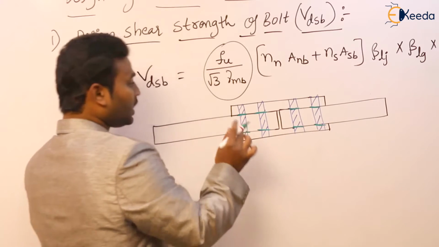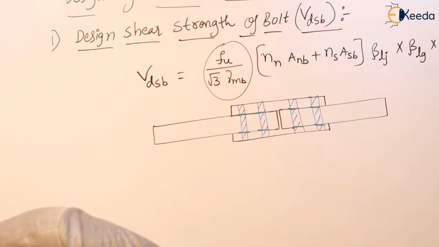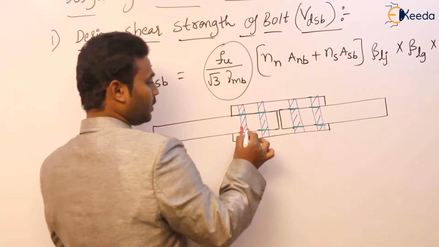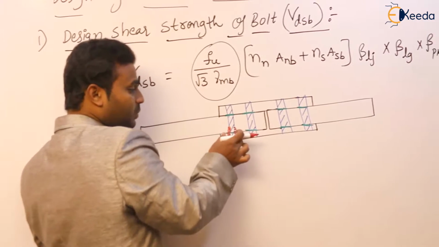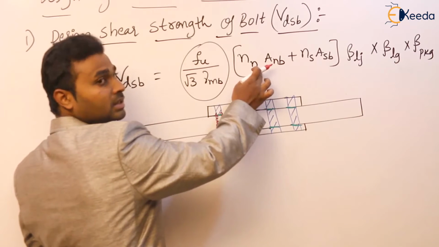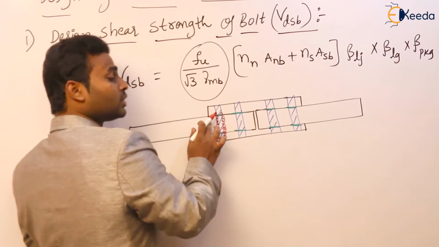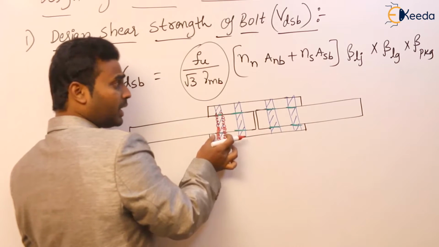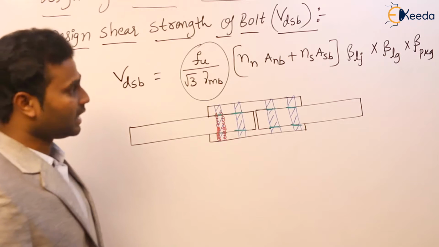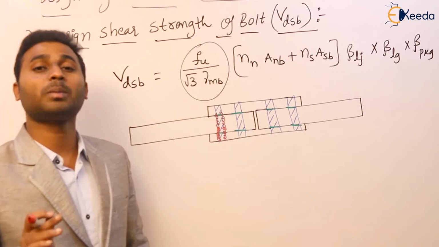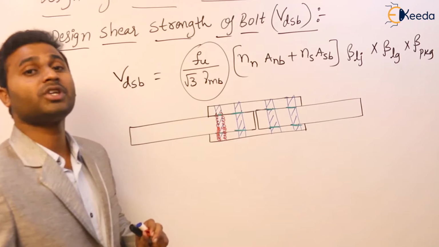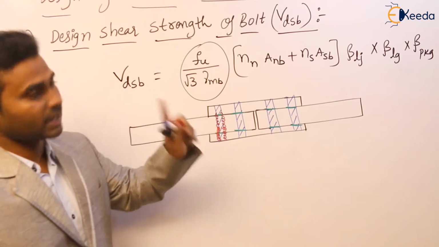So let us consider only one bolt. For example, here is where the threaded portion is. If this threaded portion is intercepting both the shear planes, then NN is 2. If it is not intercepting both the planes, then NN is 0 and NS is 2. Agree or not? That is what NN and NS are. NN is the number of shear planes intercepting the threaded portion. NS is the number of shear planes not intercepting. Clear?